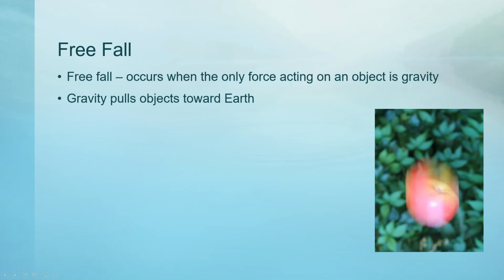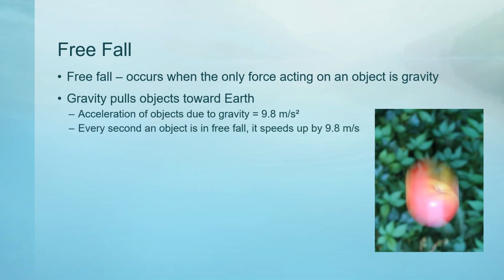Let's talk gravity. Gravity is the force that pulls objects toward each other. Specifically, we're talking about the force of Earth's gravity. That's why when you drop something, it falls to the ground. The acceleration of objects due to the force of gravity is equal to 9.8 meters per second squared. This means that as an object falls toward Earth, it is constantly speeding up. Every second that an object is in free fall, it speeds up by 9.8 meters per second. Or if it's going upwards, it'll slow down by 9.8 meters per second.